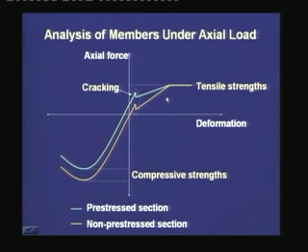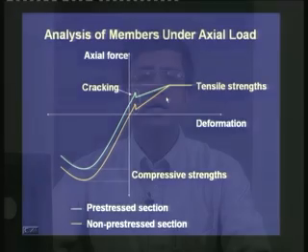If we pick up a partially prestressed section which has both prestressing tendons as well as reinforcement, and if the partially prestressed section is also of the same tensile strength, then its axial load versus deformation curve will lie somewhere in between this orange and the blue lines.